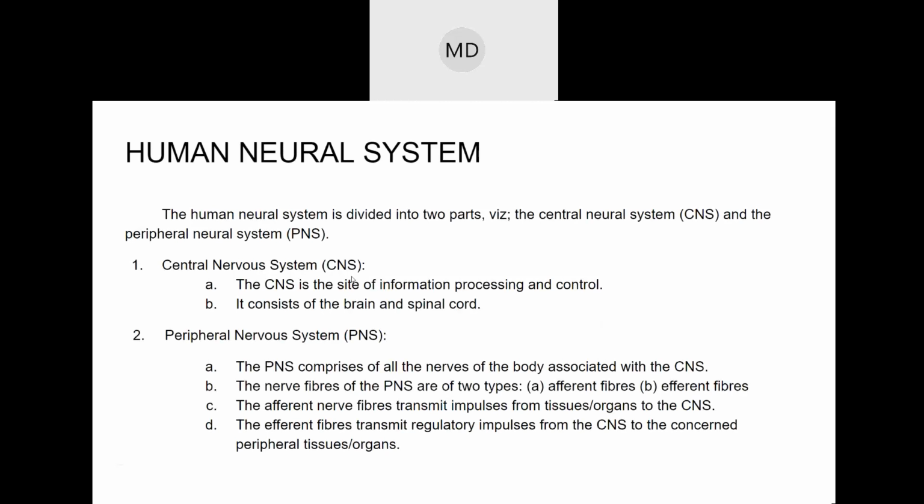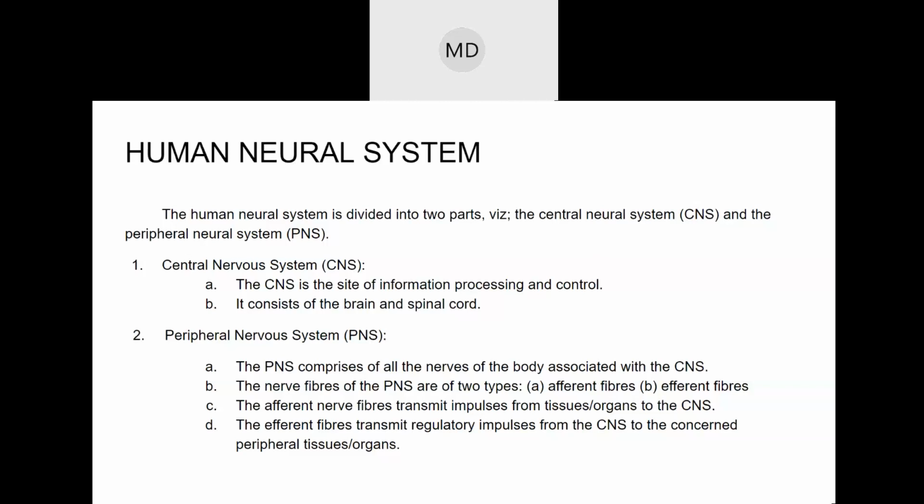So neural control is also known as the human neural system or human nervous system. I hope you have heard of the nervous system. Nervous system and neural system are the same thing. Okay, nervous and neural are the same thing. So the human neural system is also known as the human nervous system.